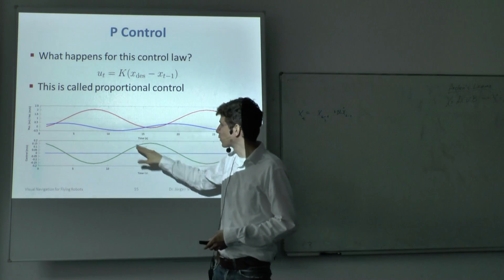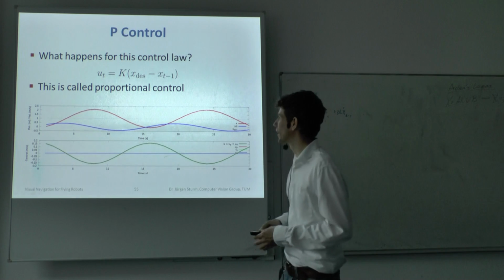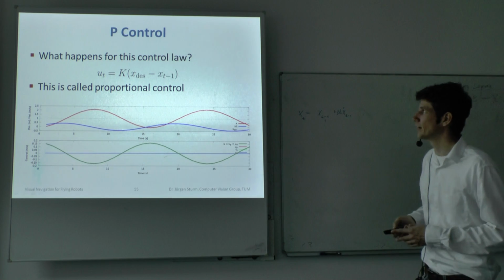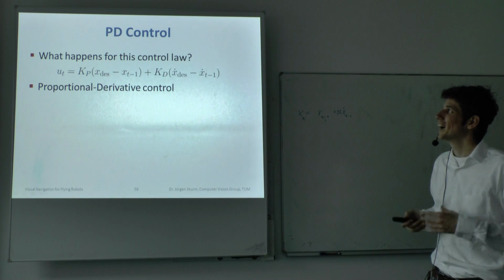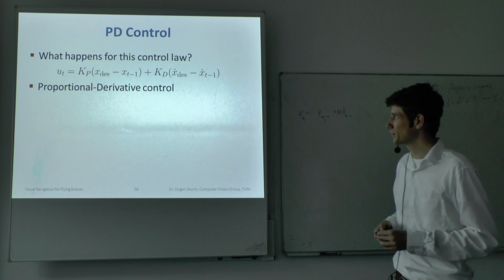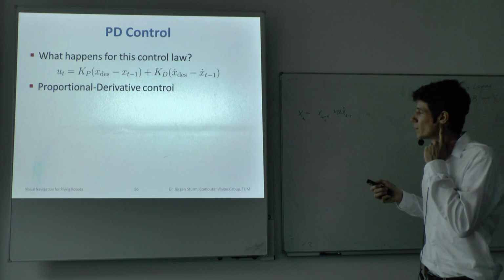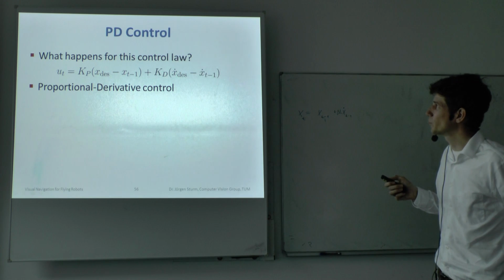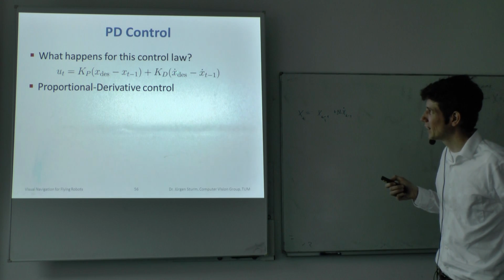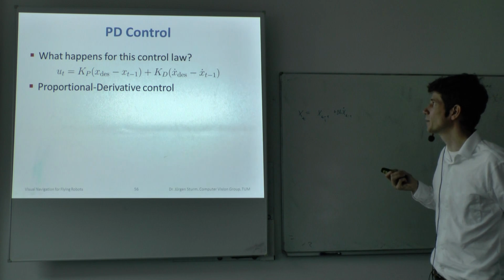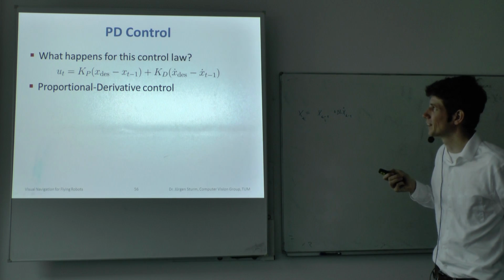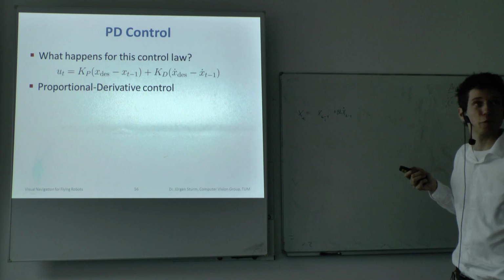The speed is not 0, speed is negative, so we overshoot again. And in this way we get a strong oscillation. A good idea to resolve this is also to look at the difference between the desired goal speed, the desired speed that we want to achieve, and our current speed. And this is then called proportional derivative control.